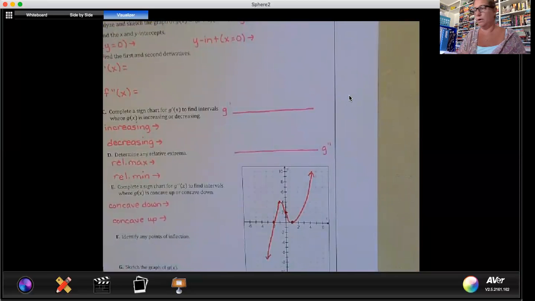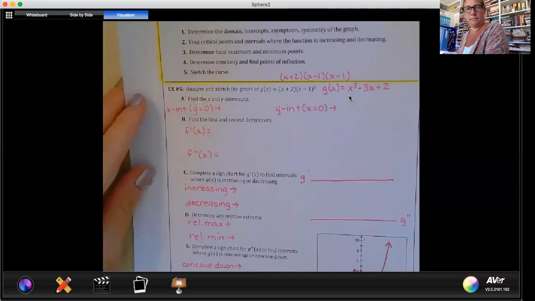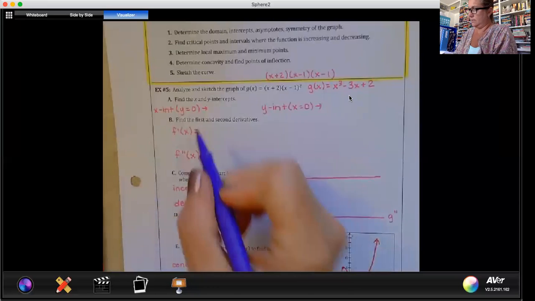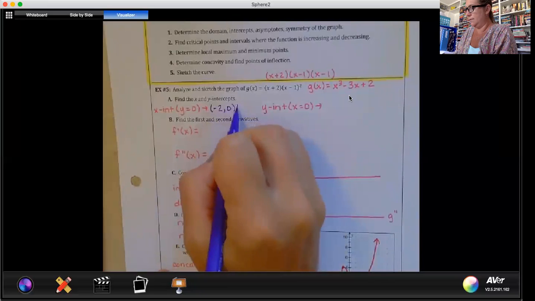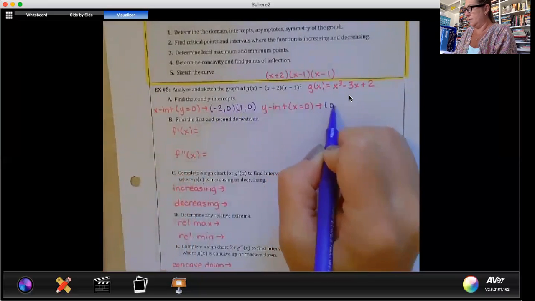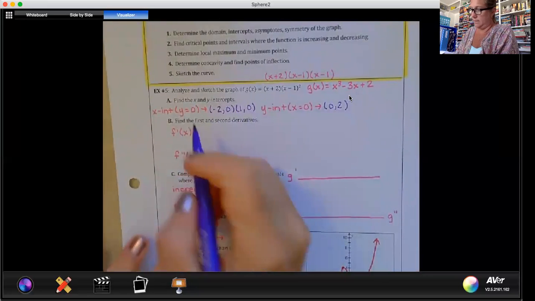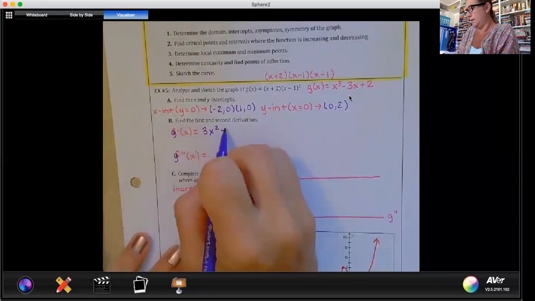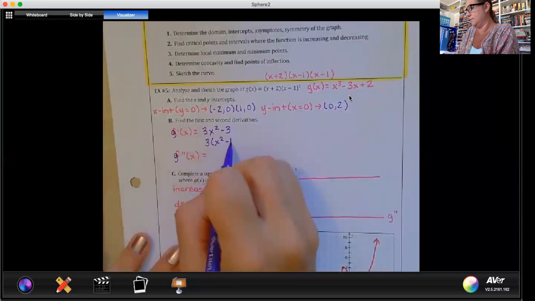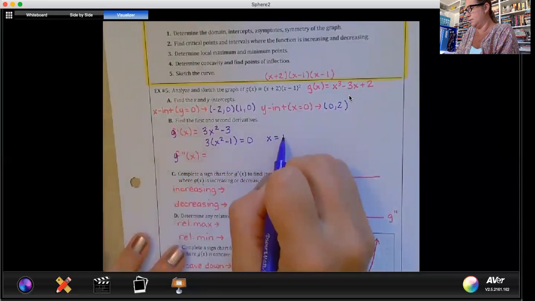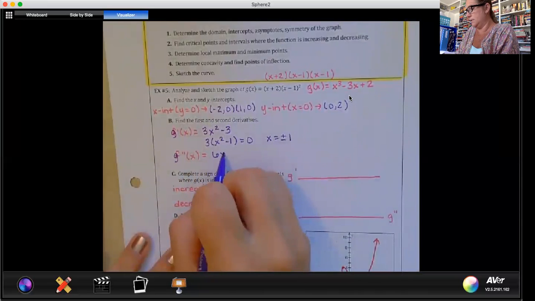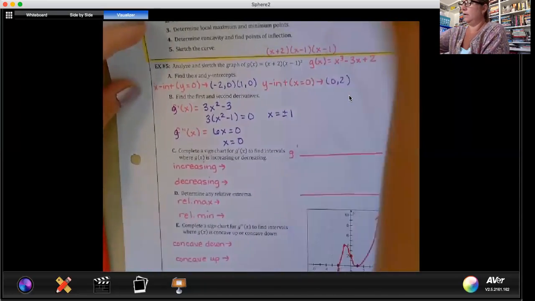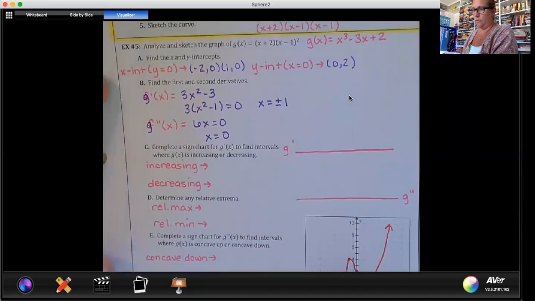All right, so let's fill in what we know based on what we just found. Our x-intercepts are -2, 0, and 1, 0. Our y-intercept is 0, 2. It's actually g prime, g double prime. This is 3x squared minus 3. We said that was 3 times x squared minus 1 equals 0, and x is plus or minus 1. For our critical numbers, 6x equals 0, so x equals 0. So I'm giving you both in case you want to use one or the other.